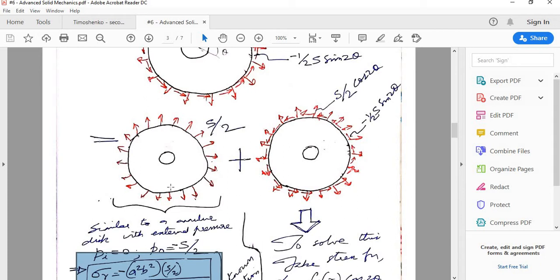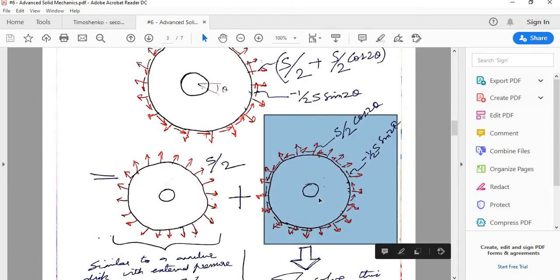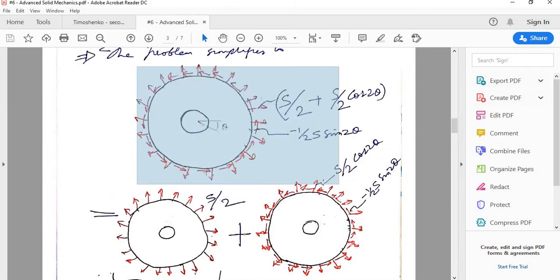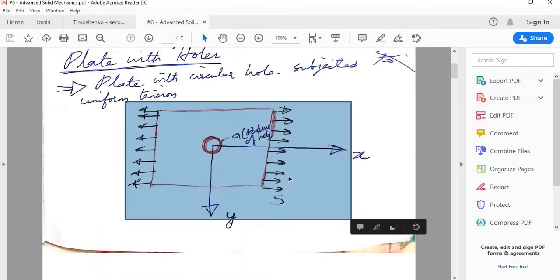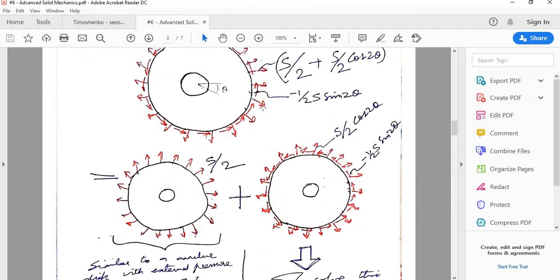So now we have to solve this particular problem as well, and then we can take the sum of these two, which will be the solution for our actual problem, which is this. Now this particular problem is subjected to a constant external normal stress sigma r and tau r theta, and both sigma r and tau r theta are functions of theta.